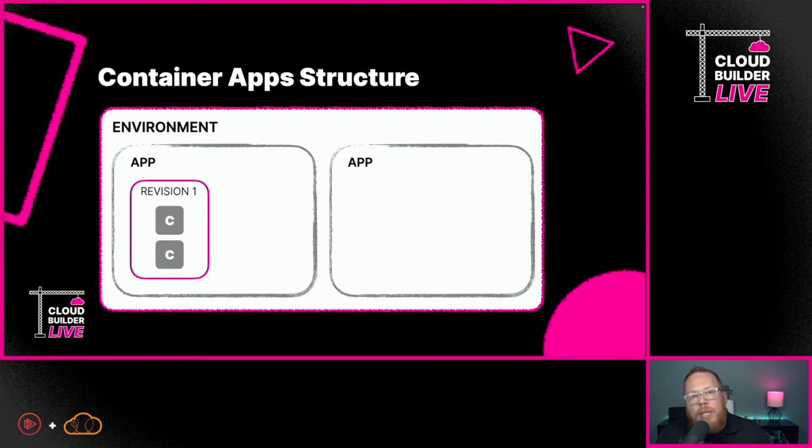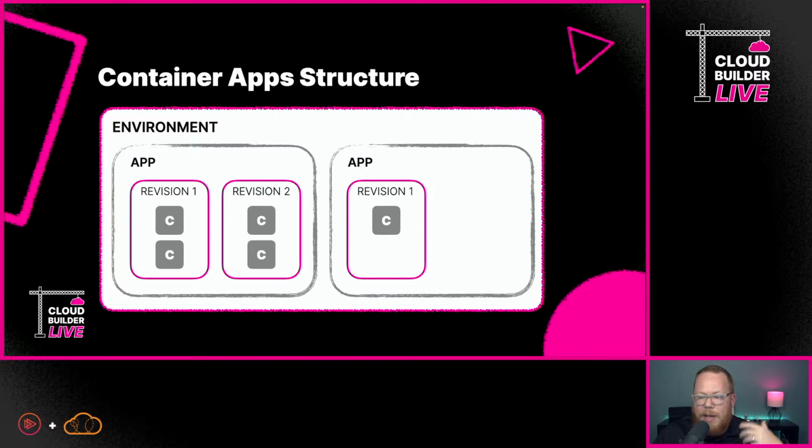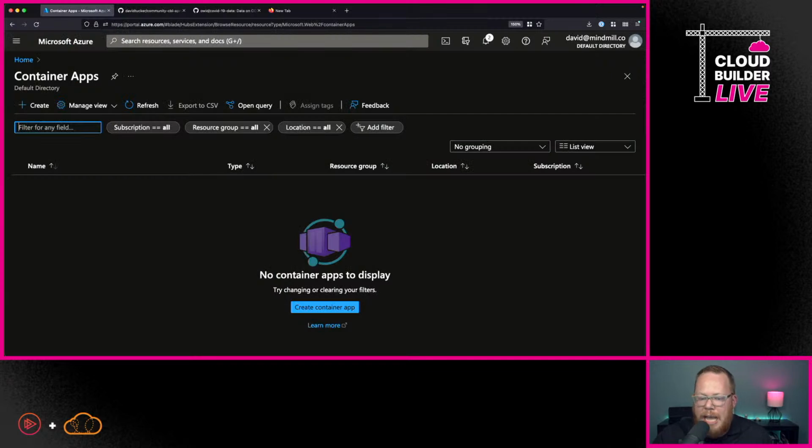We're also only going to have one revision active at a time, because this is just getting things up and running. There are a lot more advanced use cases you could dive into with this. As I mentioned, you could have a revision, another revision for an app, and another revision for another app. But all of this exists inside of an environment. So with that being said, let's shift back over to the browser and start walking through the process of creating our first container app.